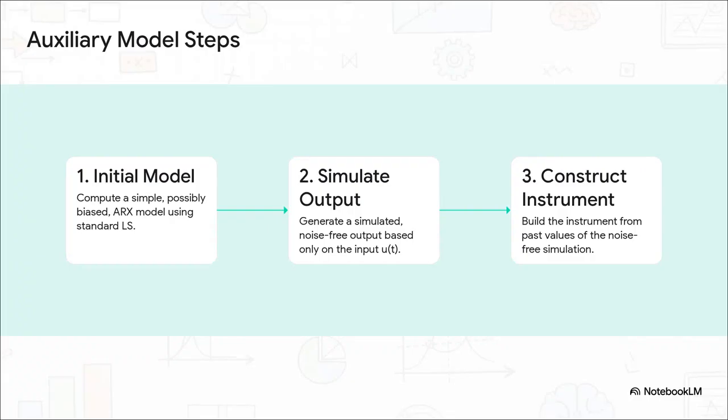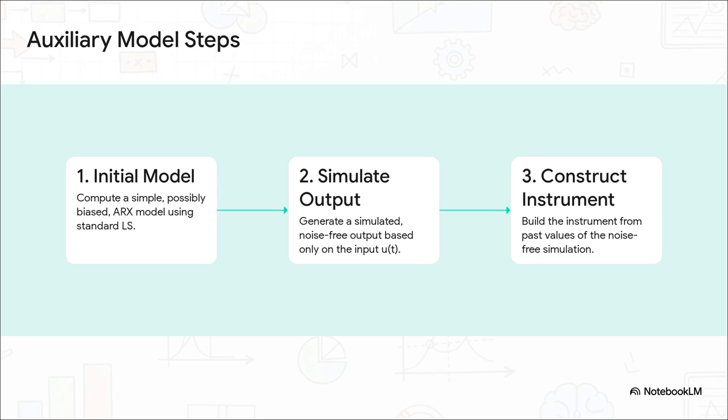Let's break down that more advanced technique because it is incredibly clever. It's this three-step bootstrap process. So first, you compute an initial simple ARX model using just standard least squares. Now, we know this model is probably biased, but that's okay for now. Second, we use this flawed model with only the input data to generate a completely simulated noise-free output.